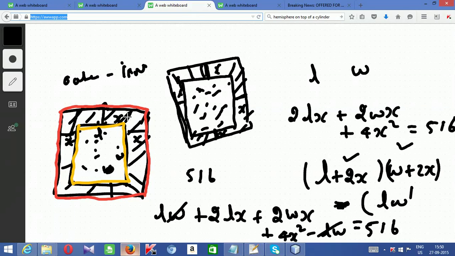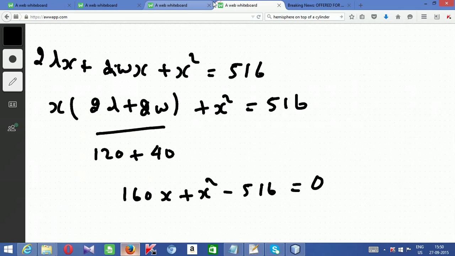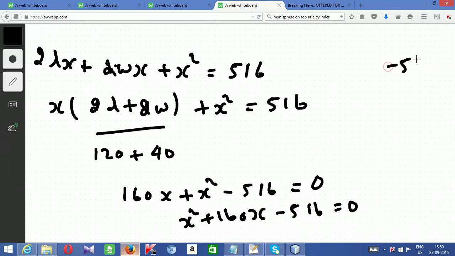And for the outer rectangle, the length is L plus x, this side also x, and this is W plus x plus x, W plus 2x. That is why we got it like this. And with that we are able to solve and get a quadratic equation. So the quadratic equation is x square plus 160x minus 516 equal to 0. When you multiply you will get minus 516, and when you add you will get 160. So you need to choose two such numbers to solve this eventually.